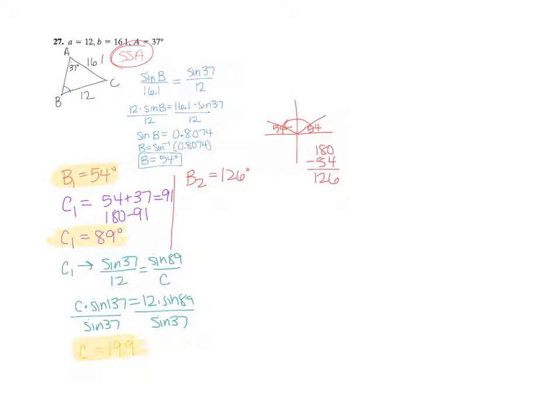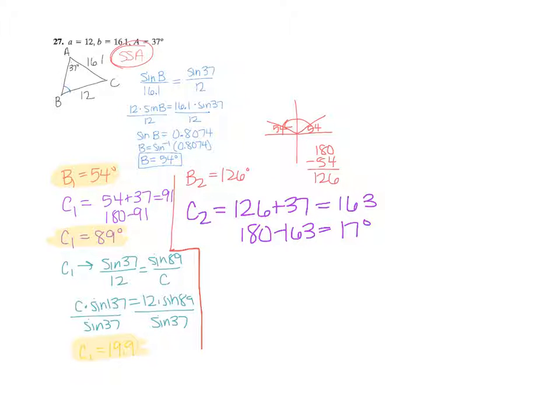So now we have to solve for the second possibility here. So to do that, we're going back to the original numbers in the problem. We're going to find B2, we're going to find the other angle, C2. It's going to be the same math as C1, but it's going to be with the 126 instead of the 54. So it's going to be 126 plus the angle they gave me originally, 37. That is 163. And then I subtract that from 180. And that gives me 17 degrees. So C2 is going to be 17 degrees.